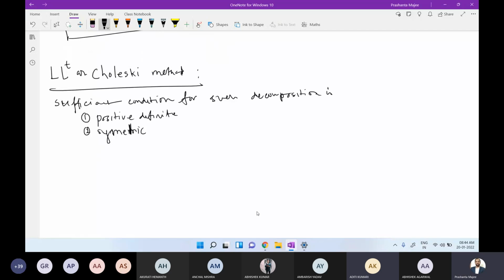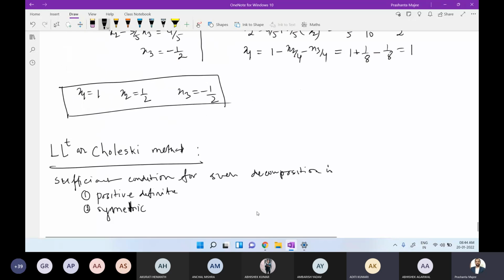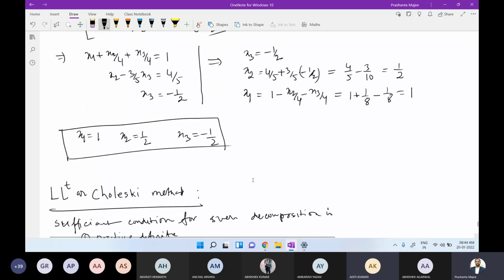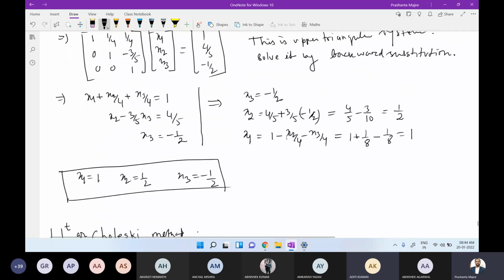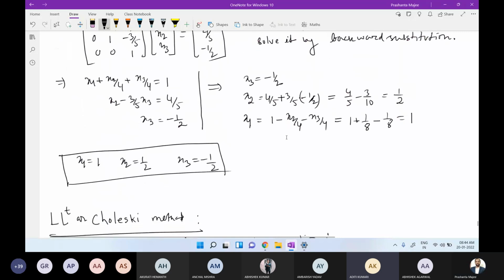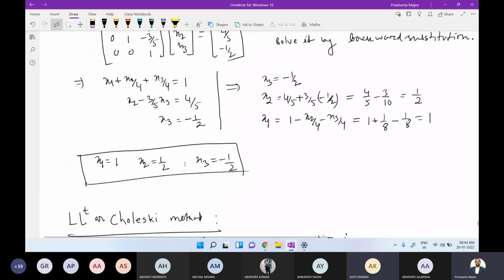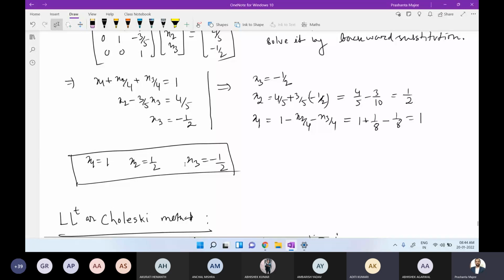So let us consider one example. How can we solve, and what will be the idea behind this? Now, before I tell you LL transpose, this LU decomposition can be used to find the inverse of a matrix. In graph theory, the inverse of a matrix is required. I am not talking about solving a system of linear equations. Inverse is used in other calculations also. So sometimes if inverse is important and the system is large, you can apply this technique.